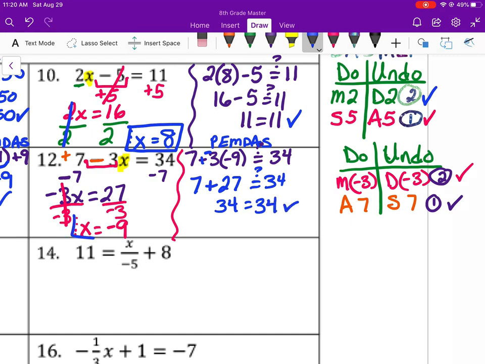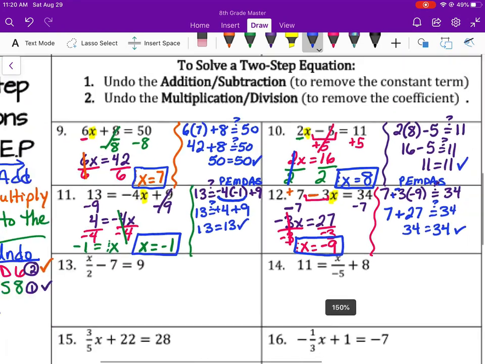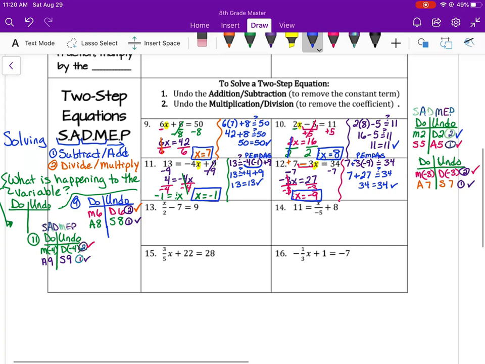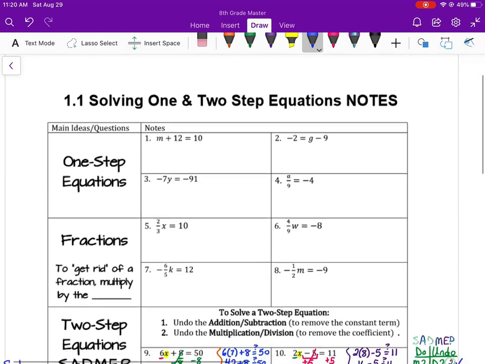Check and box. Okay. I'm going to pause the video so that your videos are not getting super long. So go ahead. This is the end of the first part of the bottom section of your 1.1 notes.